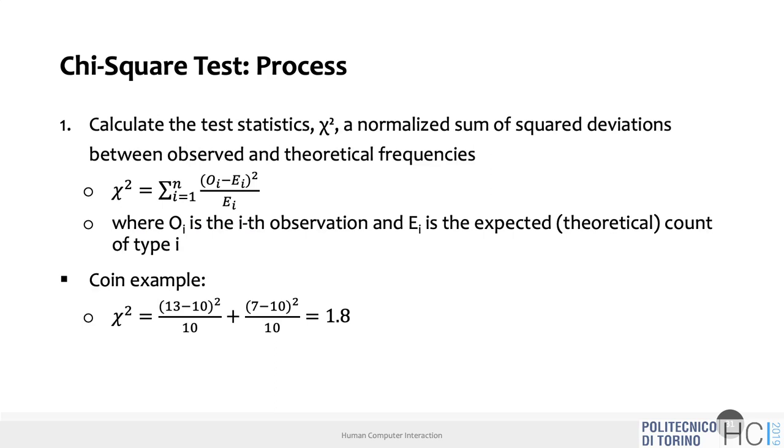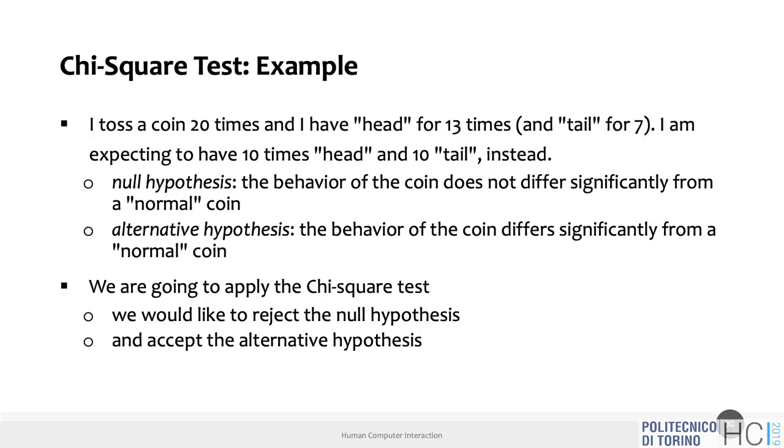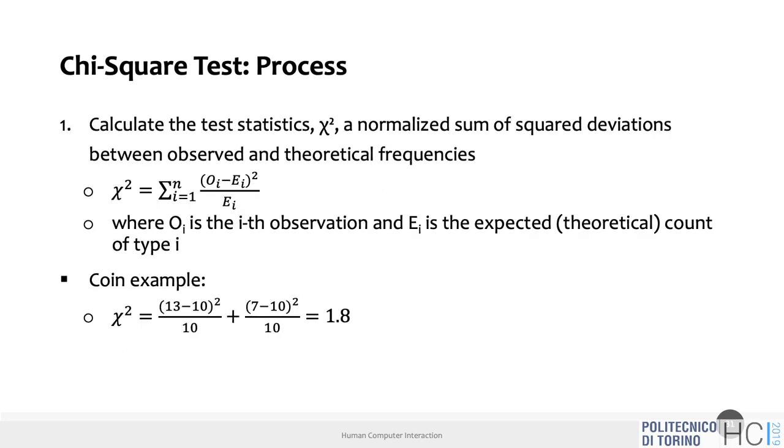So, just as a test, let's try to do this, but I need someone who uses a calculator. So let's imagine adding a zero. We toss a coin 200 times and we have head for 130 and tail for 70. And as before, I'm expecting to have 100 times head and 100 times tail. Same null hypothesis, same alternative hypothesis, and so on. So let's recompute this.